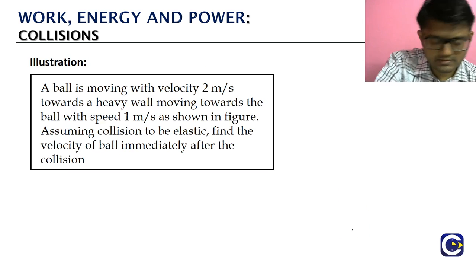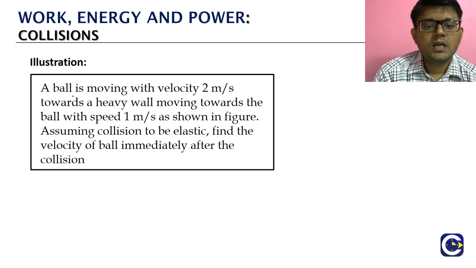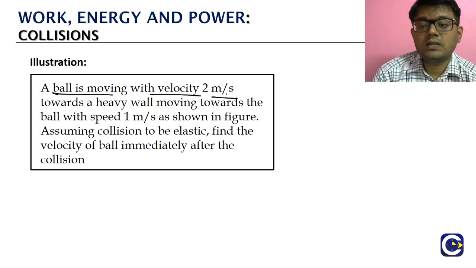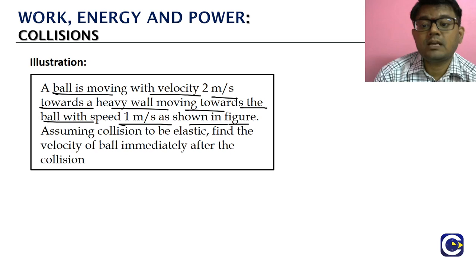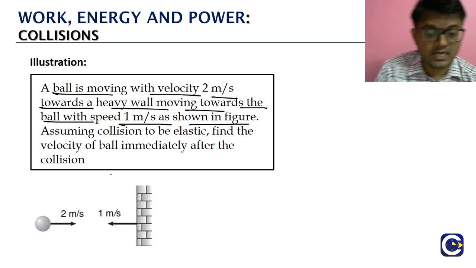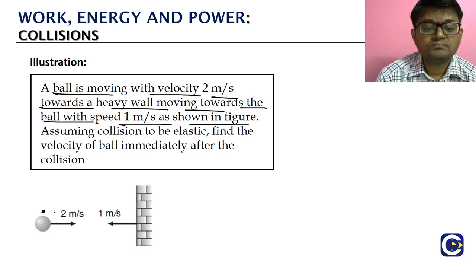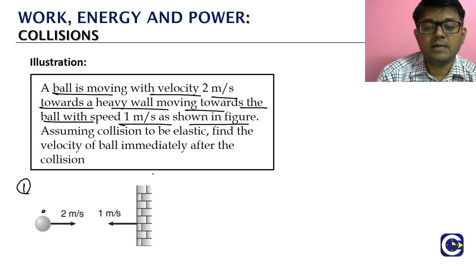Now look at one question: a ball moving with a velocity of 2 meter per second towards a heavy wall which is moving towards the ball with 1 meter per second, as shown in the figure. Here, the ball we can take as particle 1, and this is our 2. So the ball is the lighter one.